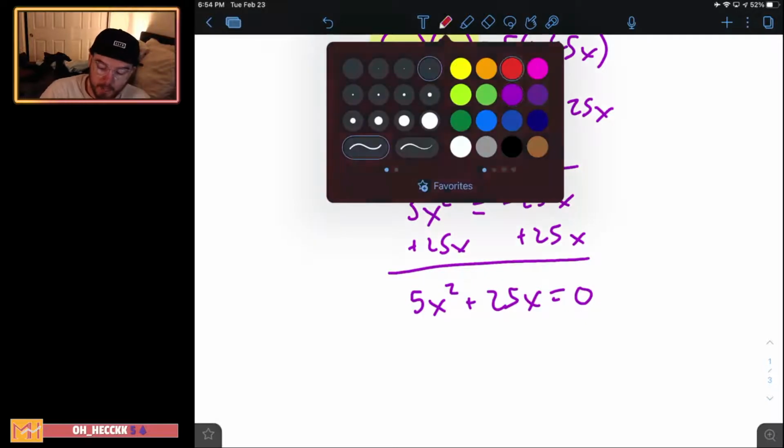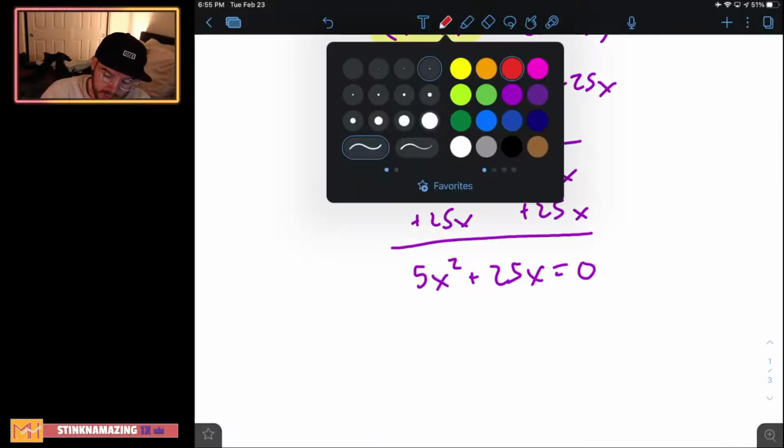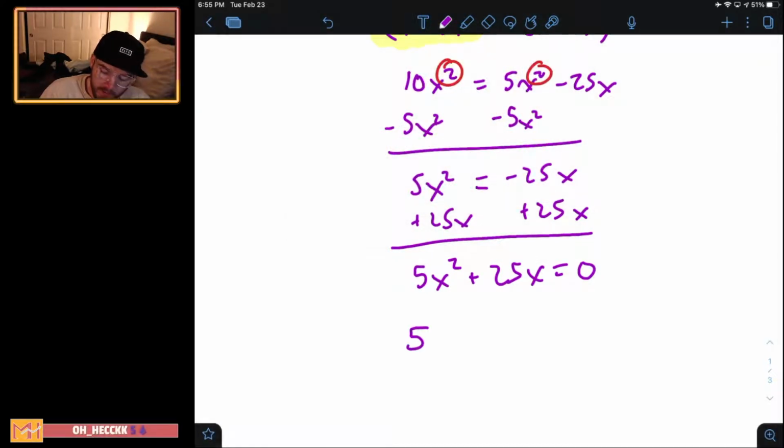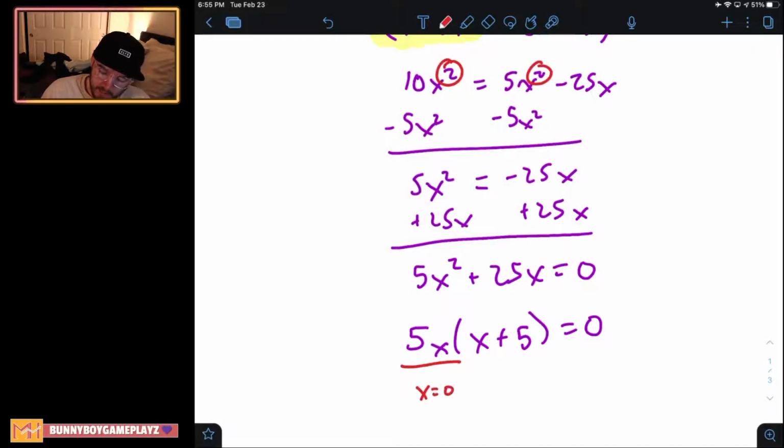Let me take a step back. Why did I set it equal to 0? Because I saw the squareds and I knew it was a quadratic equation. The only way to solve a quadratic equation is by setting it equal to 0 and factoring. So now I take a look and I say, what's the GCF? They both have a 5, they both have an x, and I'm left with x plus 5 in parentheses. So this gives me a solution of 0, and this gives me a solution of negative 5.